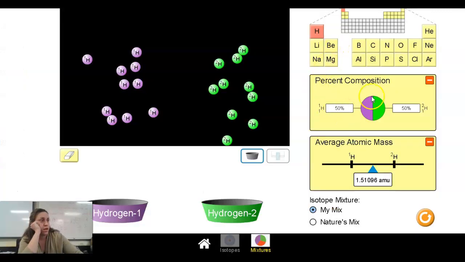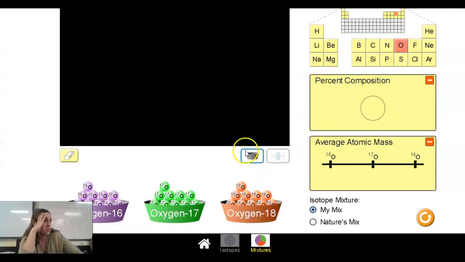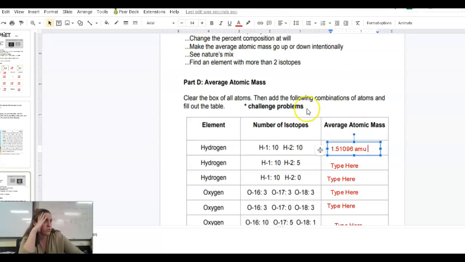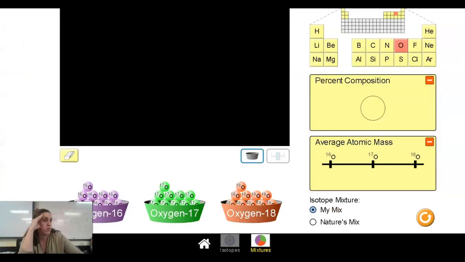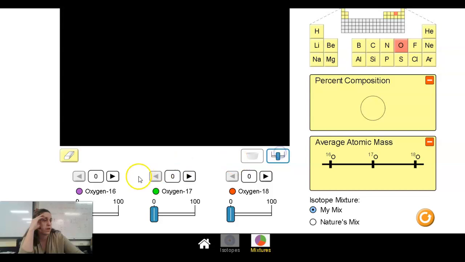Okay, now the next one is oxygen. What I would recommend, because there's weird numbers, you have 16, 17, and 18. You have 3 different isotopes that naturally occur. And we're going to get into that. So I'm going to go here. I'm going to go here. And what does it say? 16?